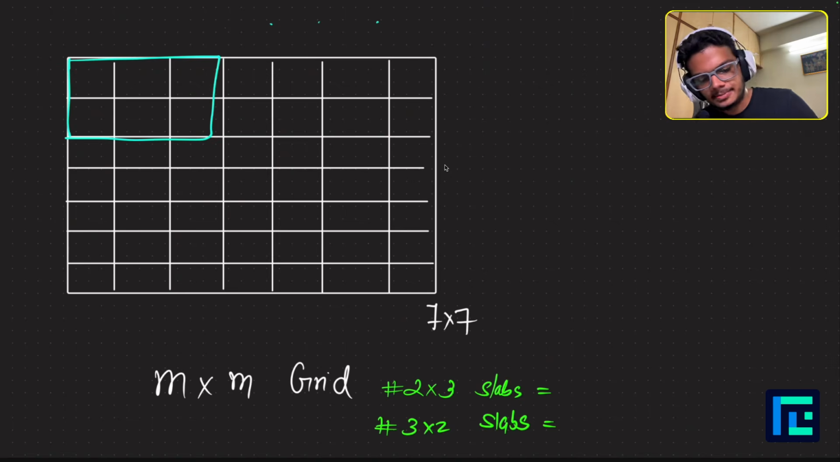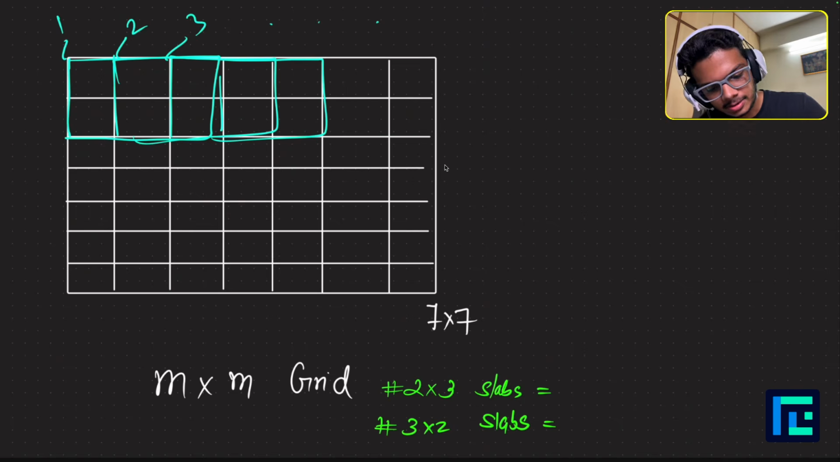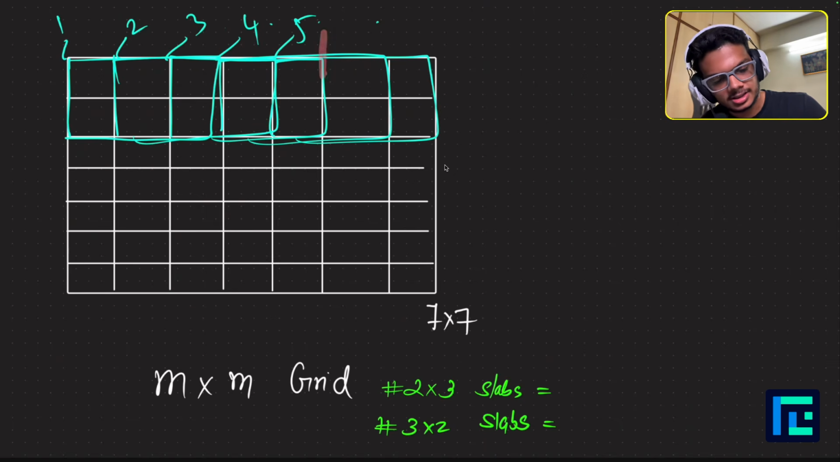So first, I'm calculating the number of 2 by 3 slabs I can put in one row. This is going to start from here, right? Then another 2 by 3 slab is here, so it starts from this edge. Then another one will be here, starting from this edge. Similarly, one of these will start from this edge, so 4, and then one of those will start from this edge. Now you cannot start from either this edge or this edge, because you don't have enough cells in the horizontal direction. Fine. So you can put 5 2 by 3 slabs in one row.